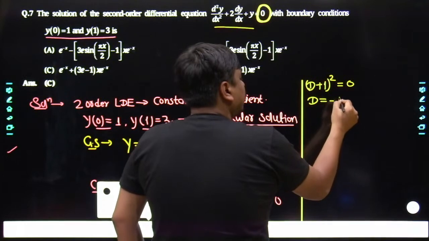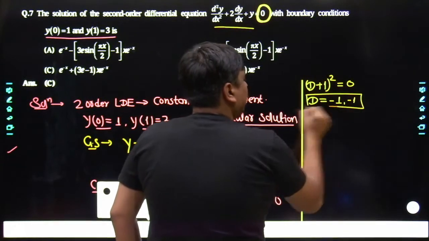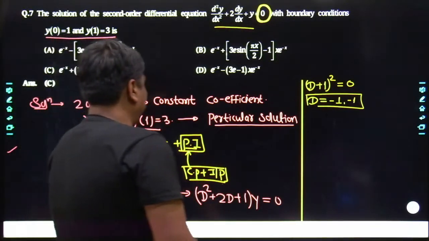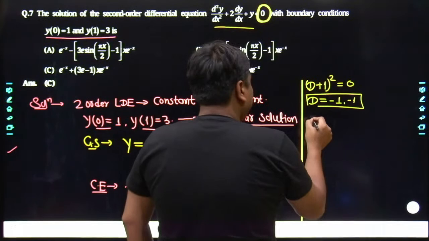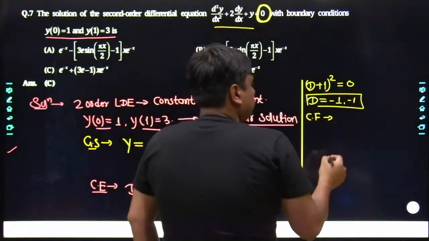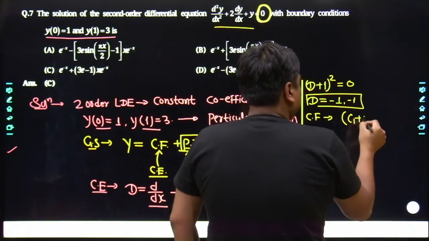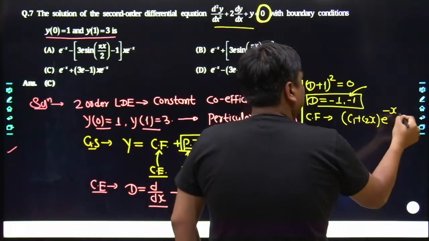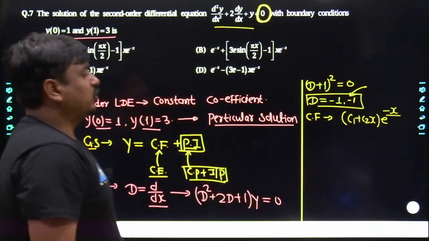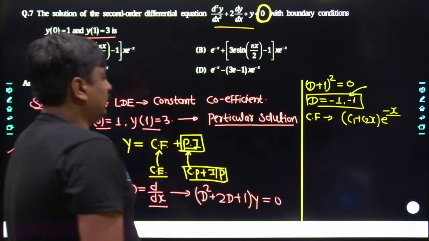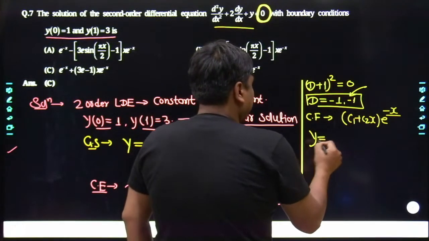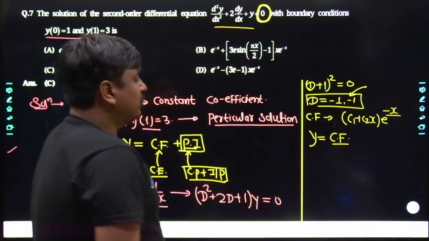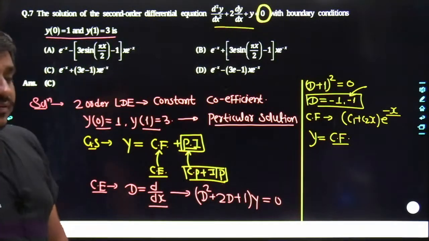We have repeated roots at minus 1. Yes, and if we have repeated roots at minus 1, obviously the CF can be easily calculated as (C1 plus C2 x) into e to the power of minus 1 into x, which is simply e to the power of minus x itself. And as it is a homogeneous form of the linear differential equation, y would be equal to the complementary function itself, or y would be CF alone.